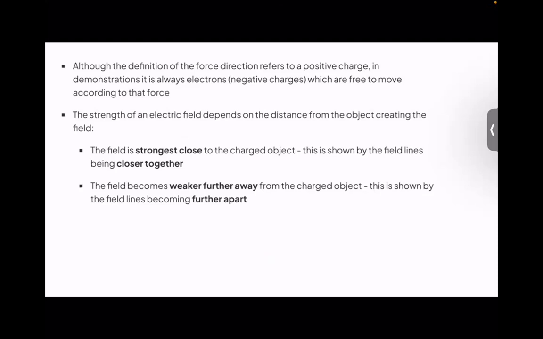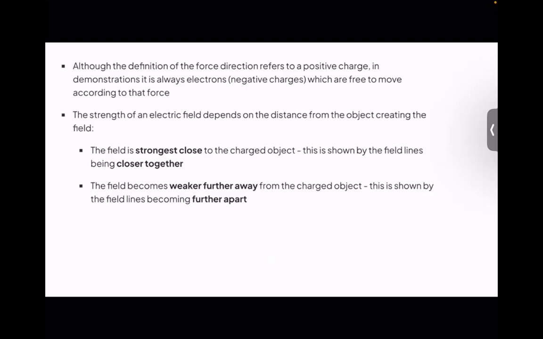Okay, lovely. So what you have to note over here is, they do give you MCQs asking which one is the weakest or which one is the strongest. The first thing you will have to make sure is that the direction is always away from positive and towards negative. That will be the first thing you check. The second thing you will check is if the lines are closer together, it means the field is strongest, and if the lines are further apart, then the electric field will be weaker. It has come up in an MCQ, that's why I'm mentioning it right now.